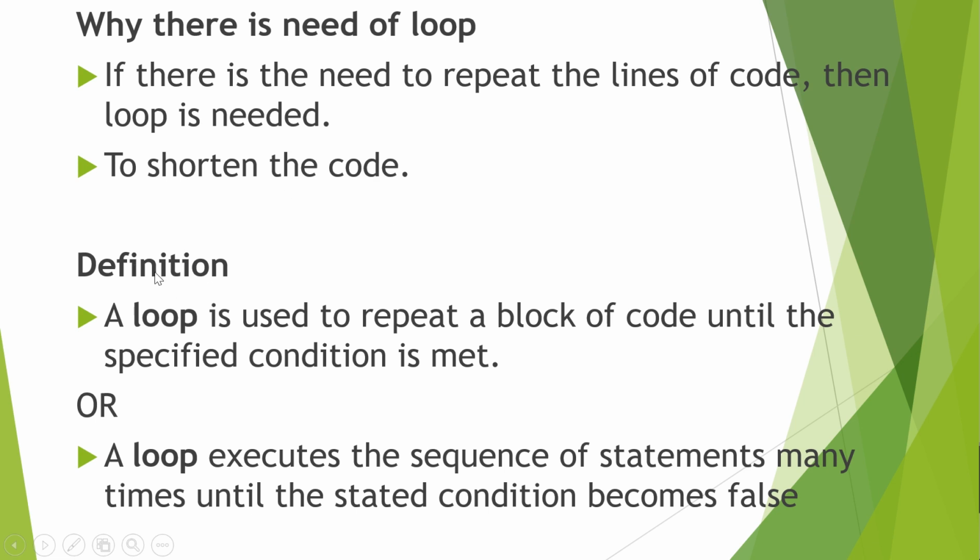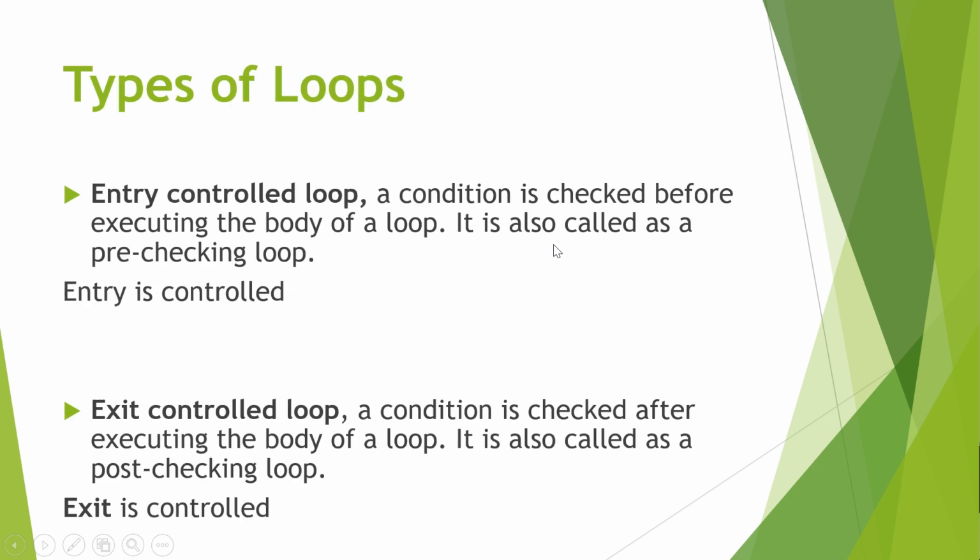Next, what is the definition of a loop? A loop is used to repeat a block of code. That's what we learned here, that to repeat a block of code we use a loop until a specified condition is met. It means there will be one condition, and if the condition is true then the loop keeps on running, and if the condition becomes false then the loop will finish. Okay, let's see some examples and the types of loops.